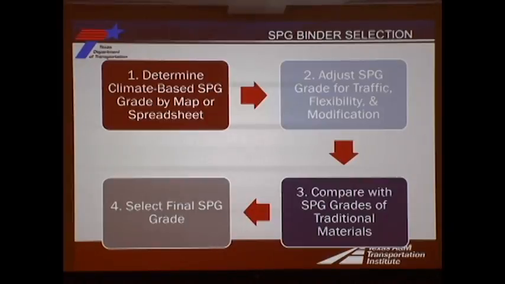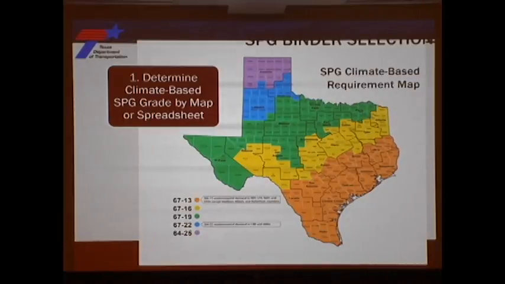So to select a binder, we have a process that we walk people through when they go to select an SPG binder. There are 4 steps, and just to talk about each one, the simplest, most quickie selection possible is to look at a map. We'll have a map that shows different regions of the state. In this case, you've got 5. This is under last year's spec. So you pick your region, and that tells you what binder to start with. And that's your starting place.